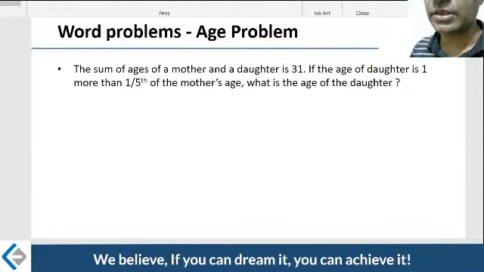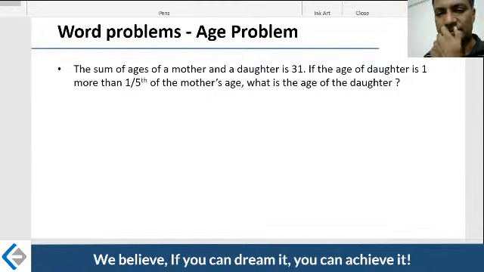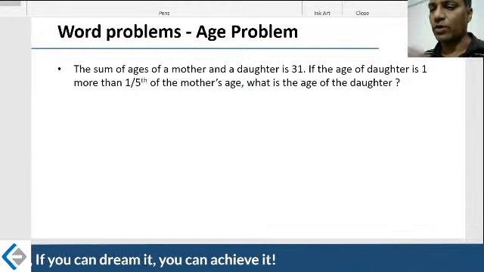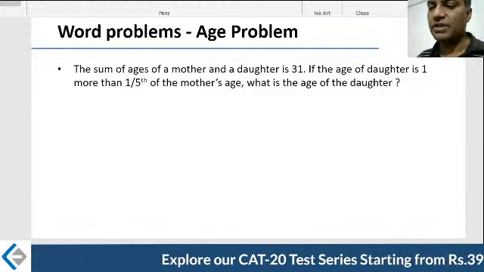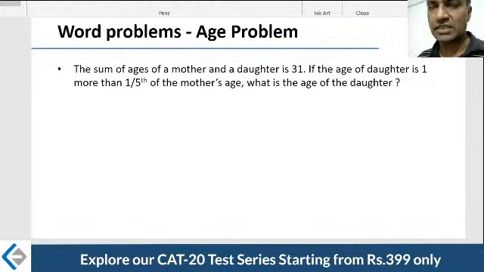I'll not spend much time on this because it's a pretty simple concept. One important thing, don't bother about this question. First listen to me. What is the very important thing? The difference between the ages is constant. That is the most important point. The difference between the ages of two individuals is always constant.